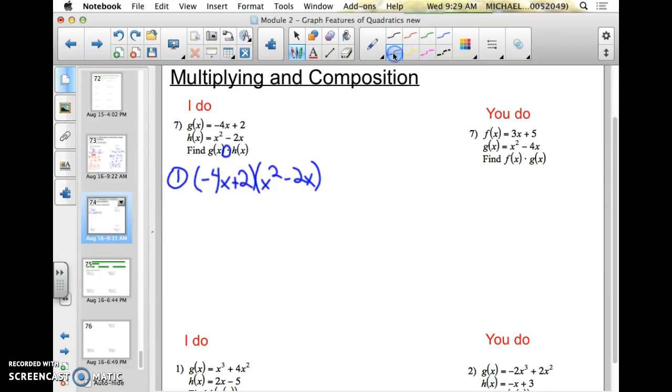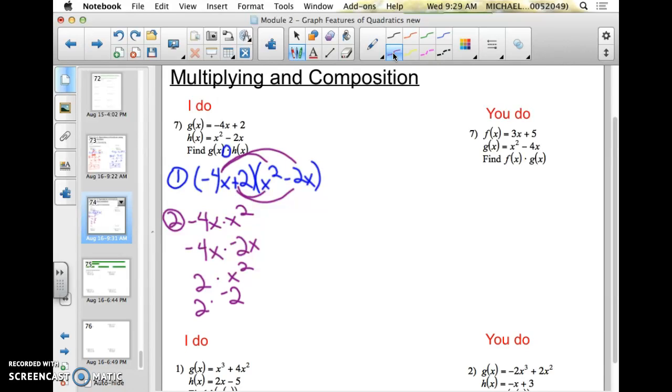So the first thing I'm going to do is distribute for the second step. Second step is distribution. I'm going to do first term times first term, negative 4x times x squared. And then the first term times the second term, negative 4x times negative 2x. Then the second term times the first term, 2 times x squared. Then the second term times the second term, 2 times negative 2x.